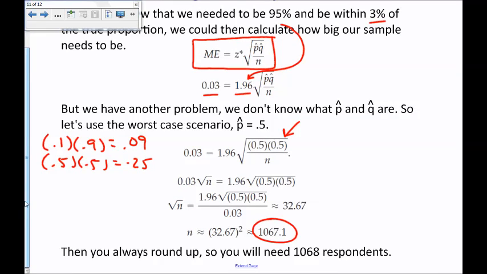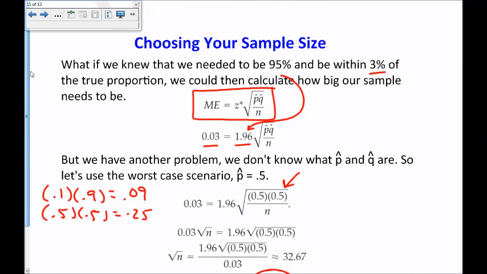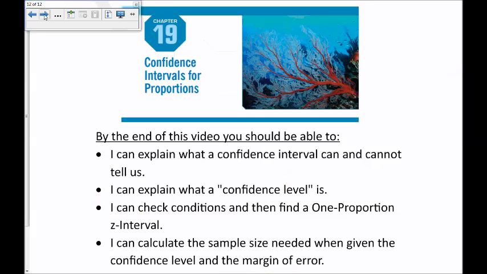1067.1. And to make sure that you have enough, you always round up. And so you need 1,068 respondents in order to have a 95% confidence interval that's accurate to within 3%. It would be nice to be 1% accurate, but in order to be 1% accurate, you would need a really, really big sample.